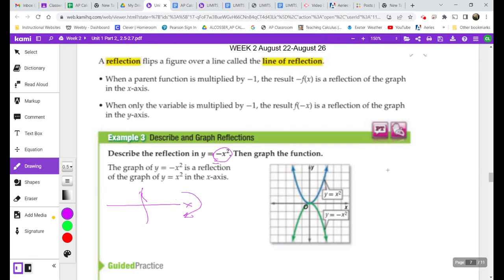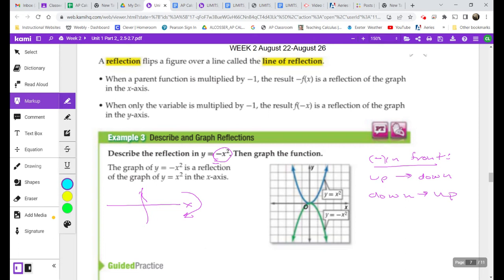So for a negative in front of the function, if it was pointing up, it makes it point down. And if it was pointing down, it makes it point up. So it flips things. If one side was pointing up, then it would be pointing down. Like you see here, we know that the base parent graph is x squared.